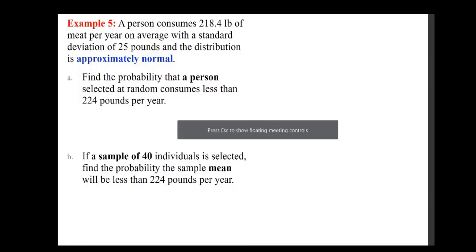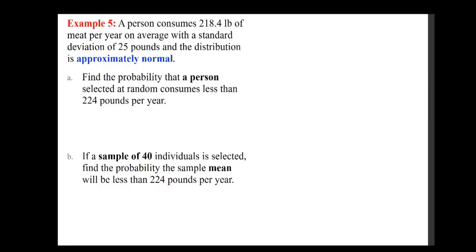As we read the question, first and foremost, we notice it is normally distributed, or it says approximately normal. And on the average, a person consumes this much. So that's mu. With a standard deviation of 25 pounds, that's sigma. So the first thing, we are dealing with a normal distribution, and mu is 218.4 pounds with the sigma of 25 pounds.